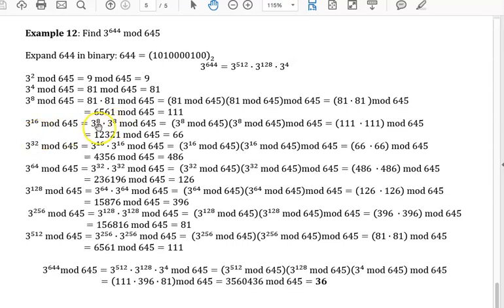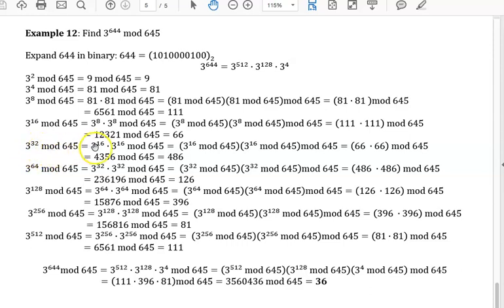All right, next step, I need 3 to the 16. So I take that as 3 to the 8 times 3 to the 8, mod 645. Again, I use that expansion formula: (3 to the 8 mod 645) times (3 to the 8 mod 645), mod 645. Now this becomes useful because from the previous step, I know that 3 to the 8 mod 645 is 111, so I replace it in both places. I multiply these out, I get 12321, and I find the remainder is 66. So we're repeating the process.